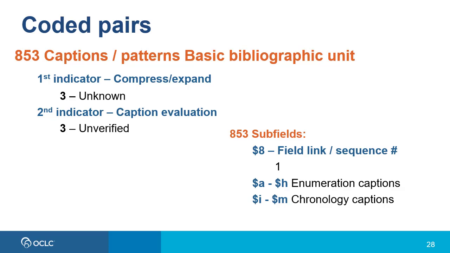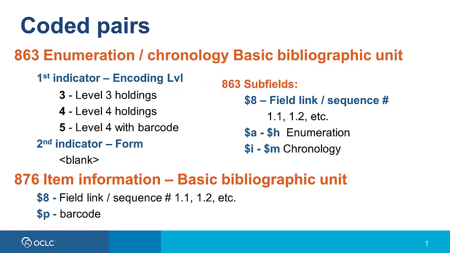And then to go with the 853 captions is the 863 enumeration and chronology for basic bibliographic unit. The first indicator is for the encoding level. Second indicator can be left at blank. For the 863 subfields, the first subfield will be subfield 8, which is the field link and sequence number. The first 863 you have will be a 1.1. The first one will link it back to the caption, the 853. And then the second one there is an indication this is the first 863.